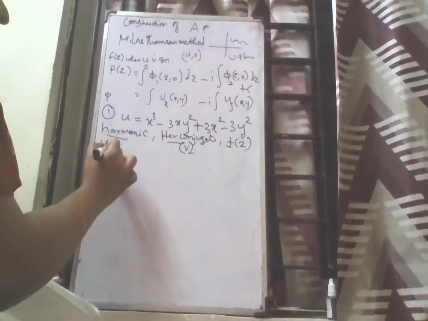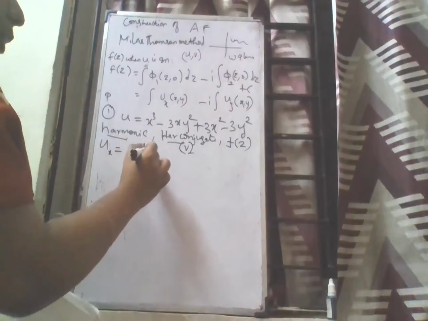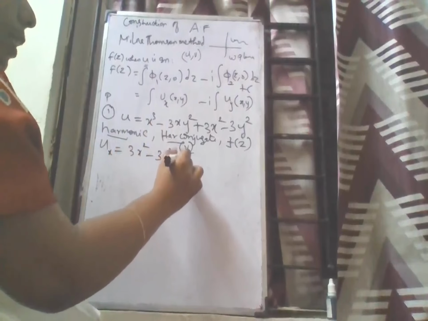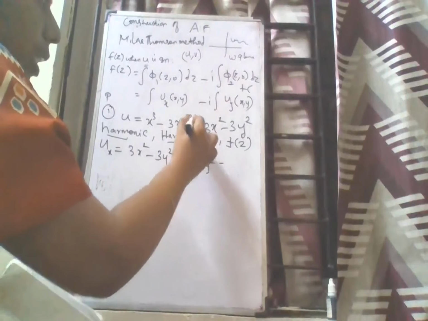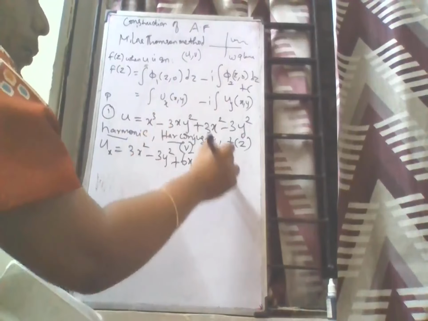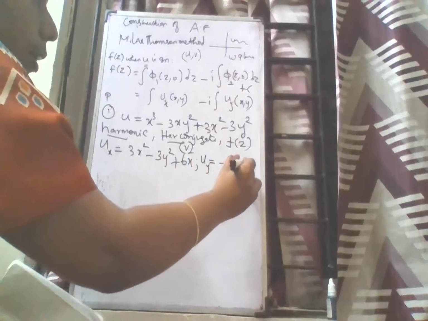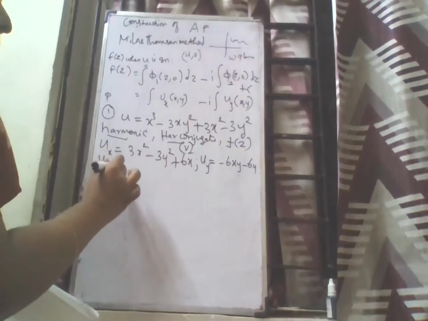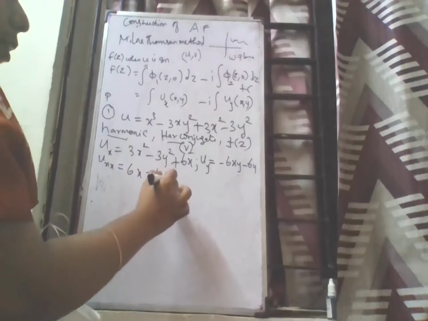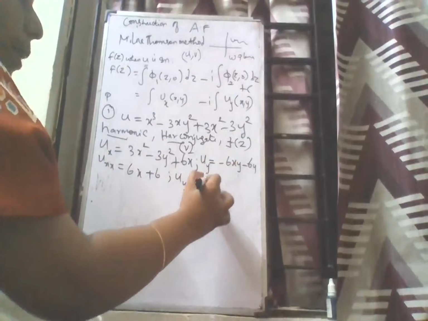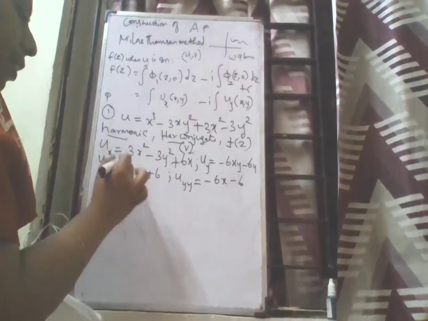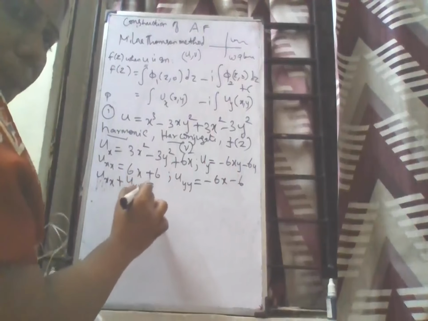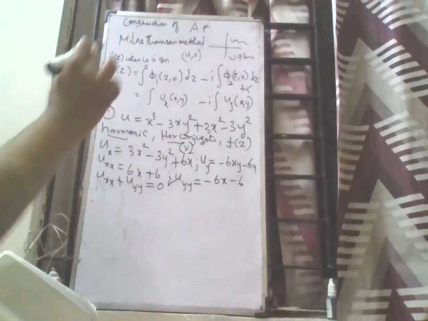Now first of all, tell me what is ux? ux is 3x square minus 3y square plus 6x. Come on, what is uy here? uy, minus 3y square differentiated partially with respect to x becomes 0. So 6xy, and 6y. Yes, I got it. Once again, what is uxx? Double x derivative, 6x plus 6. Come on, uyy with respect to y is minus 6x minus 6, seems fine. Now I got my first result. What will be uxx plus uyy? 0 of course. So part 1 is over.